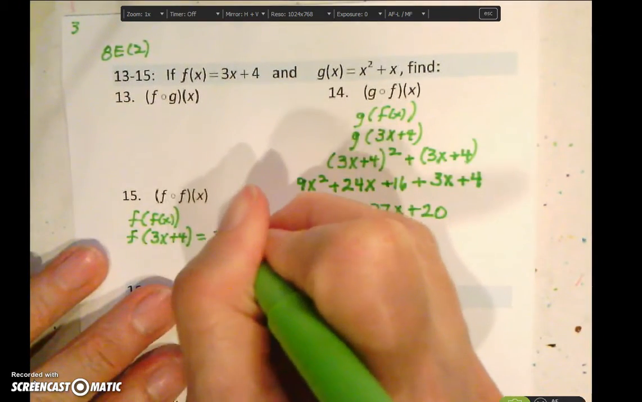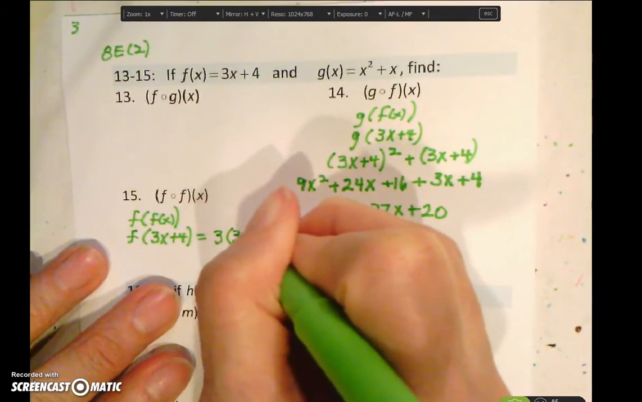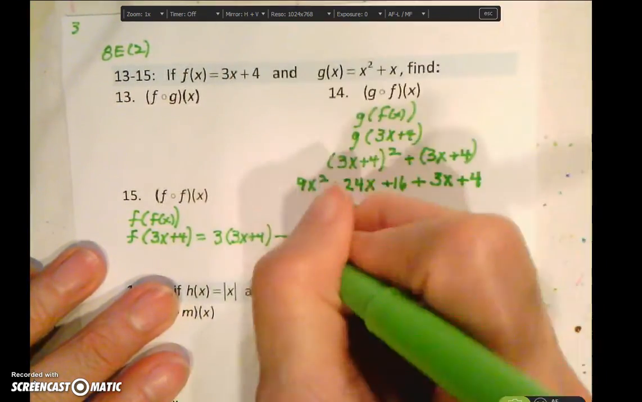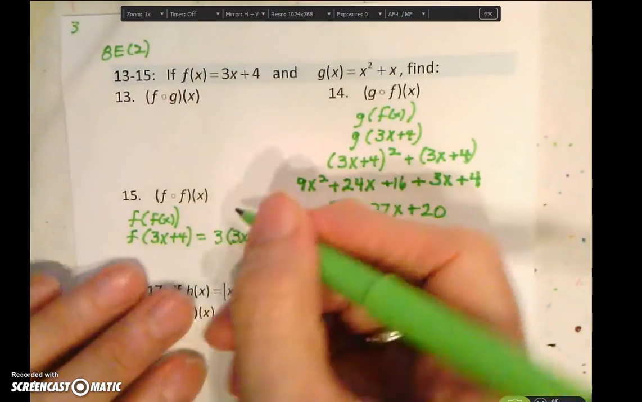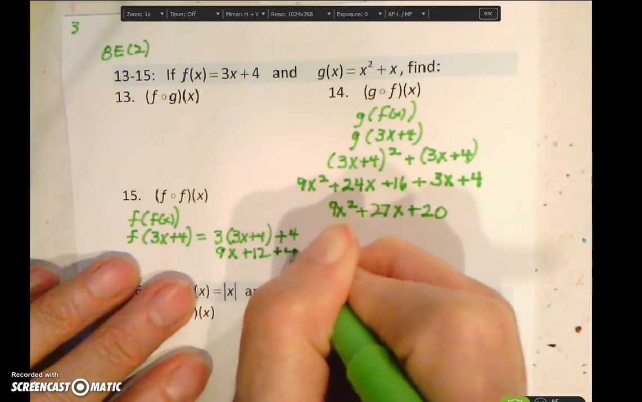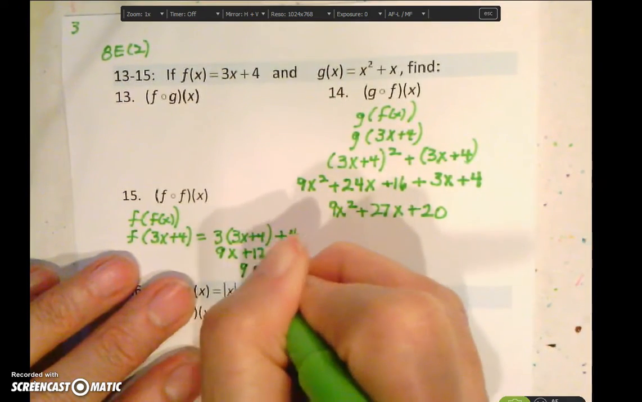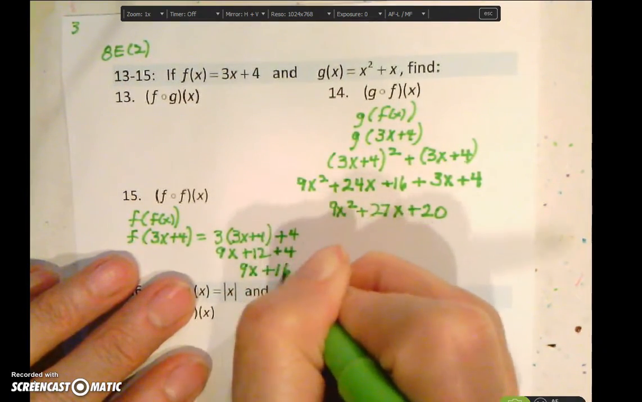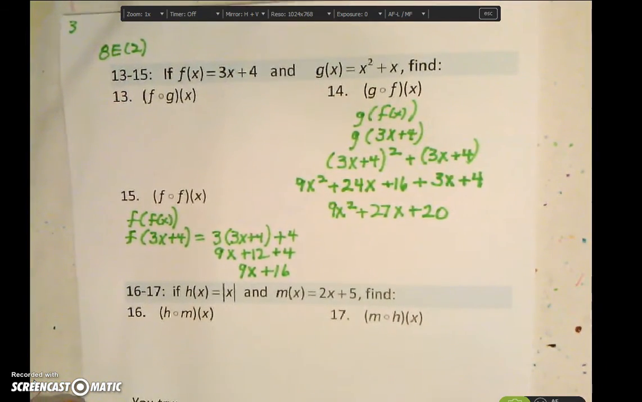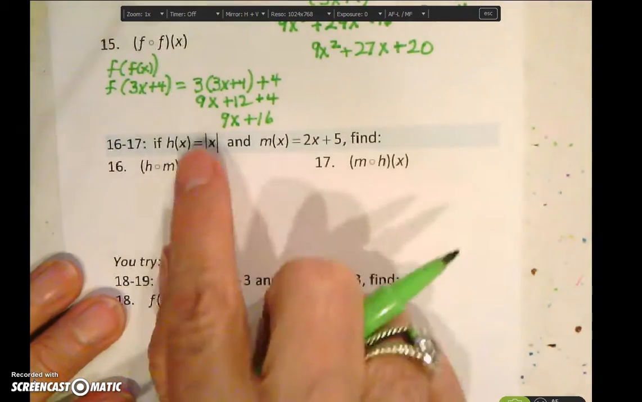So it's going to be 3 times (3x plus 4) and then plus 4. That's going to give us 9x plus 12 plus 4, and combining terms, it's 9x plus 16. All right, 16 and 17, we're going to use different functions.